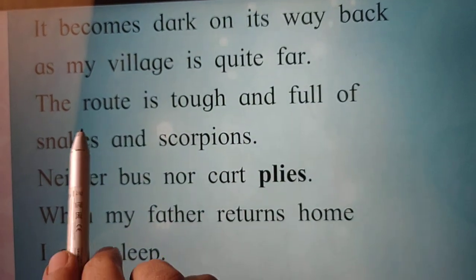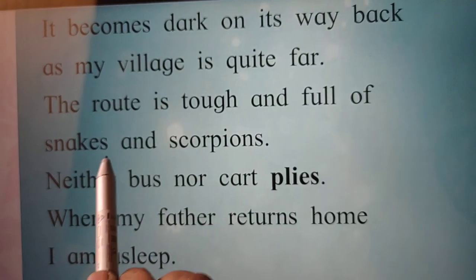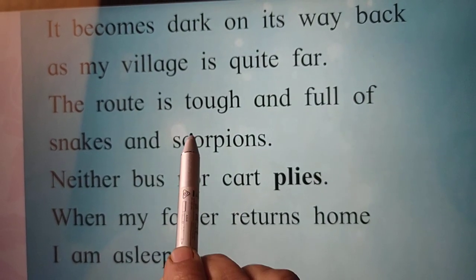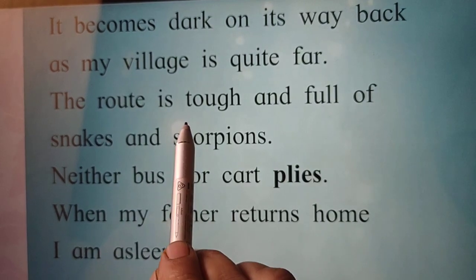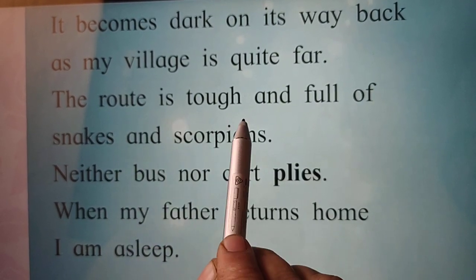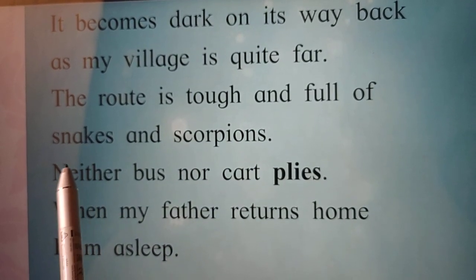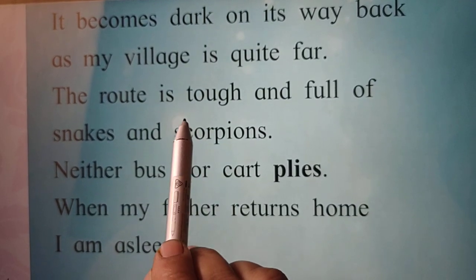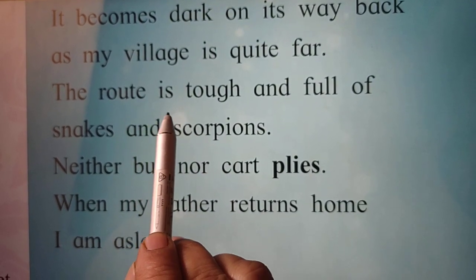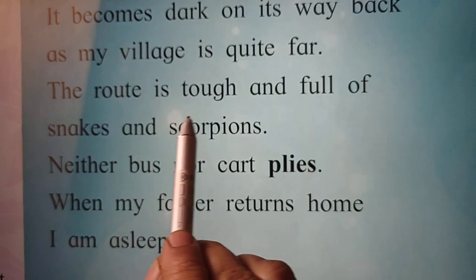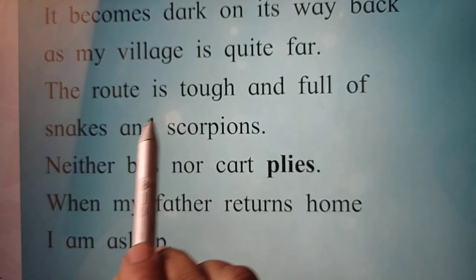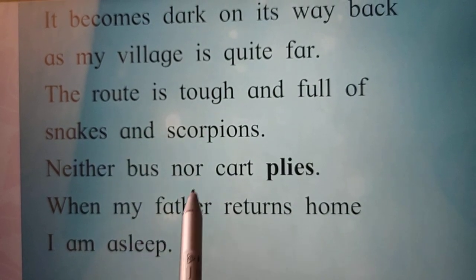Further he is saying the route is tough and full of snakes and scorpions, as there is no light on their route, and the route is very bad, and the route is also full of snakes and scorpions. Here another problem which the villagers have to face is the bad condition of the road. There is no electricity and there is also a bad condition of road.